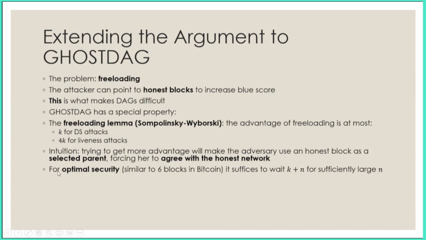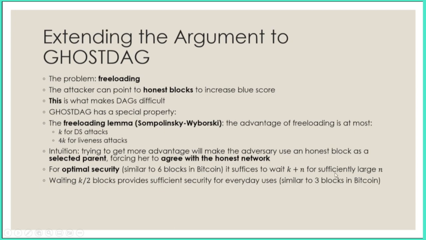The upshot of this is that for optimal security, which is similar to, say, security of 6 blocks in Bitcoin, you want to wait K plus N blocks when N is sufficiently large. N is like the 6 in Bitcoin, but it's going to be a bit higher here. And if you want security similar to like 3 blocks in Bitcoin, then waiting K over 2 blocks is enough. And all of this is assuming you haven't seen a conflict. When you see a conflict, things become more of a problem. But an adversary can't create a conflict for an honest user. The only way a conflict happens is if the owner of the money tries to double spend it. So as long as the user, not the miner, is honest, then you wouldn't see a conflict even if there is an attacker.